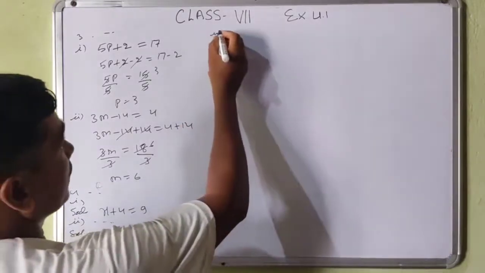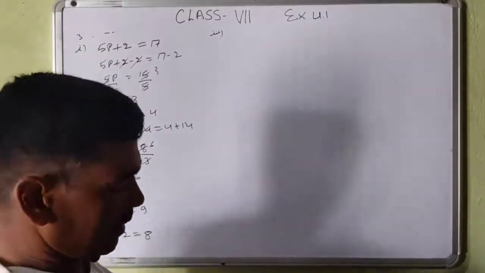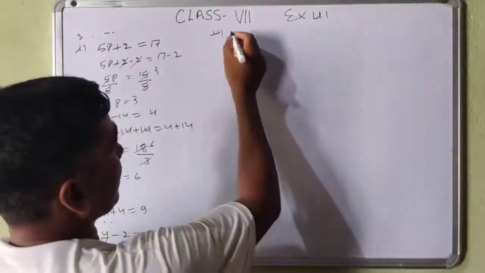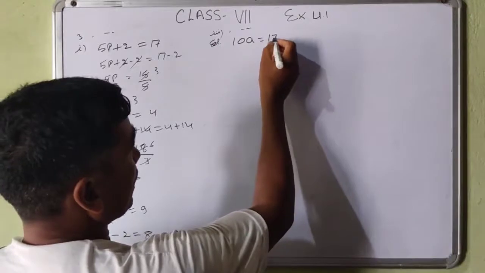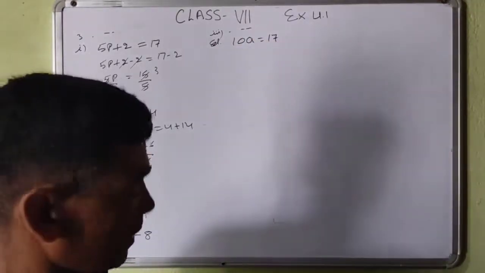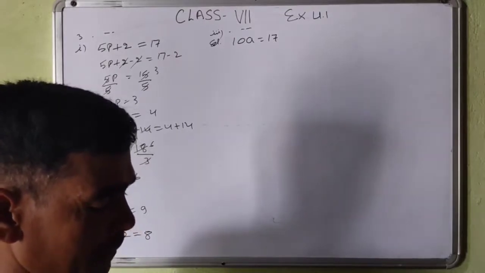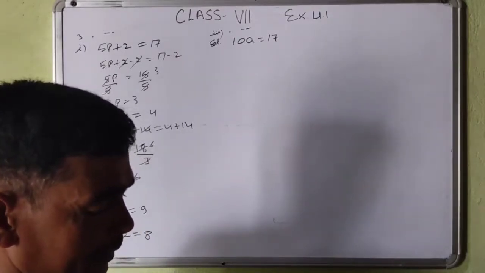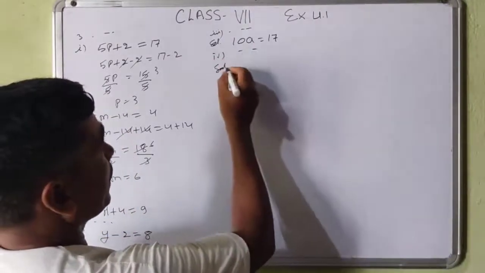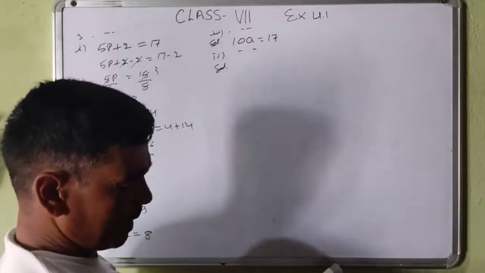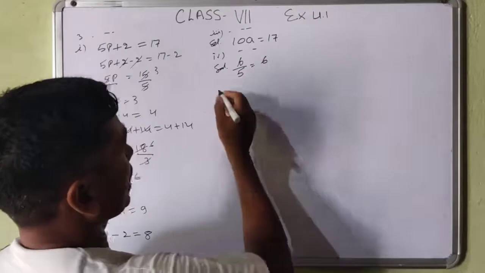And then the third part: 10 times a is 70. Times means multiply. So 10a is equal to 70. Fourth part: the number b divided by 5 gives 6. So b upon 5 is equal to 6.